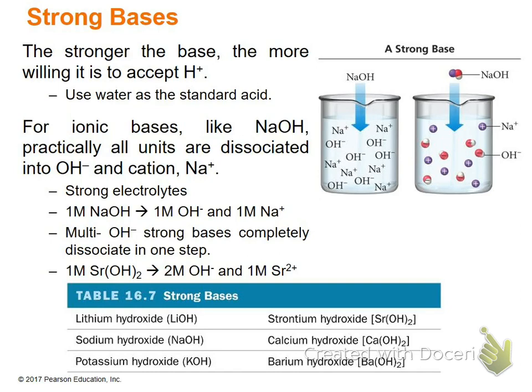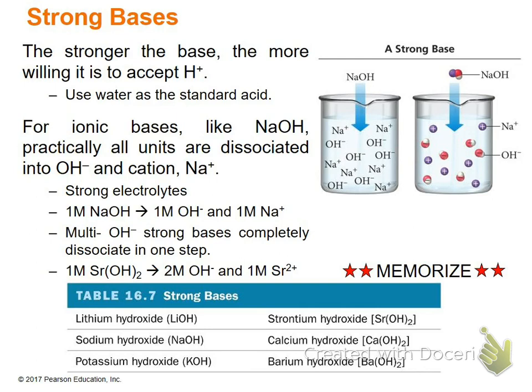For ionic bases like sodium hydroxide, practically all units are dissociated into hydroxide ion and the cation, sodium ion. If you remember, strong bases are strong electrolytes. So that means that they dissociate completely, or 100%, in solution. And so make sure that you remember all the strong bases listed here in table 16.7. And you'll notice that a lot of these strong bases contain the hydroxide ion, OH minus.